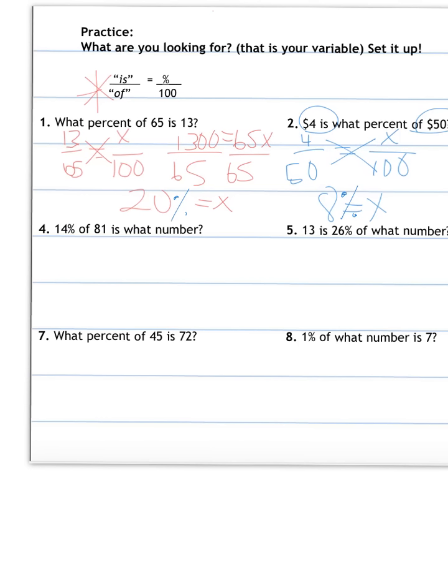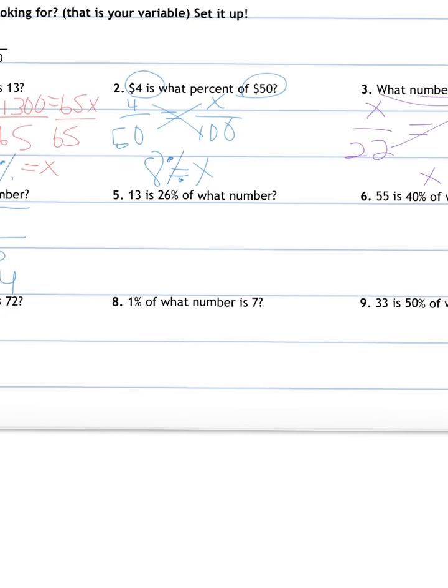Okay? Number 4, 14% of 81 is what number? Okay, is what number? That's going to be our top. Is over of 81, and then 14% over 100. Again, cross multiply 81 times 14 divided by 100. Make sure to be showing your work. I'm just kind of skipping over that part for now. And we get 11.34. Just to make sure that you guys can check your answers.